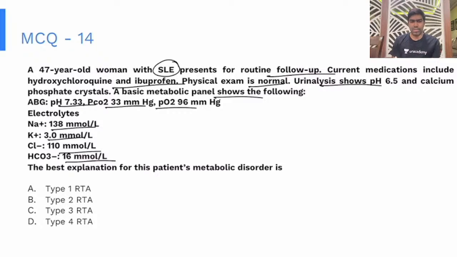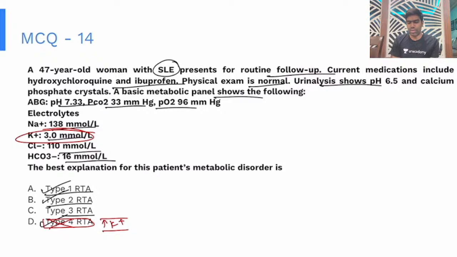Is it type 1, type 2, type 3, or type 4 RTA? Most of the times type 3 RTA is just a dummy choice. We don't have anything called type 3 RTA in current practice. All we have is either a type 1, type 2, or a type 4 RTA. So it is not a type 4 RTA because type 4 RTA patients will be having hyperkalemia. So this patient is having hypokalemia. So that cannot be a type 4 RTA. So it must be either a type 1 or a type 2 RTA.